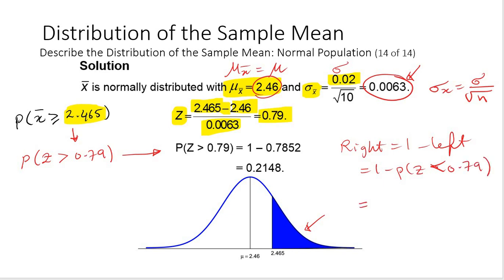So if you plug that into Excel, you will get 1 minus 0.7852, which is going to give you 0.2148. And this is approximate because it's rounded to 4 decimals. Remember, we try to round our answers to 2 decimals all the time.